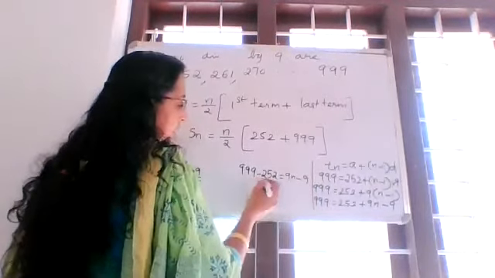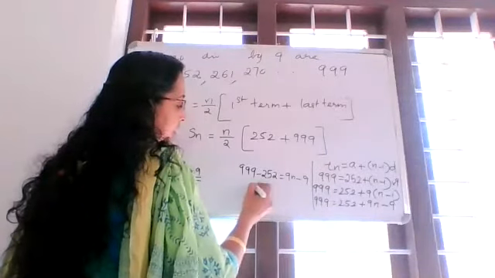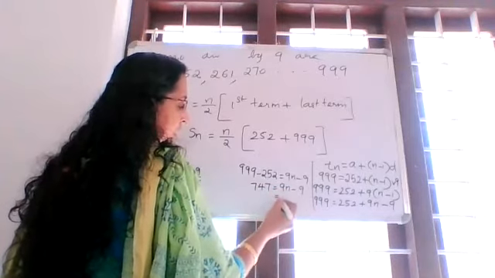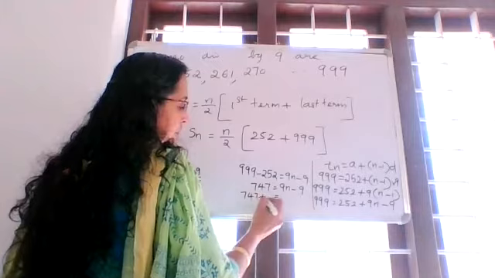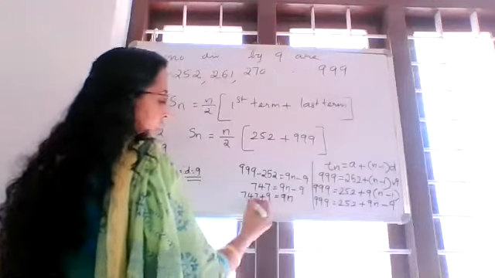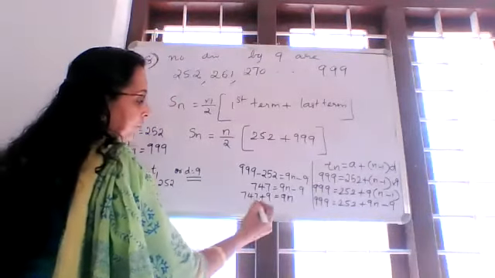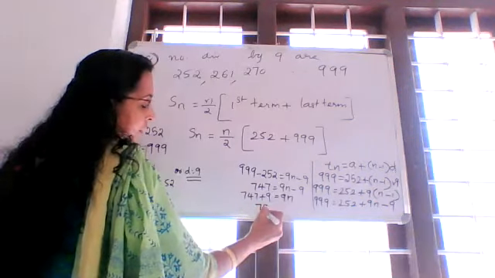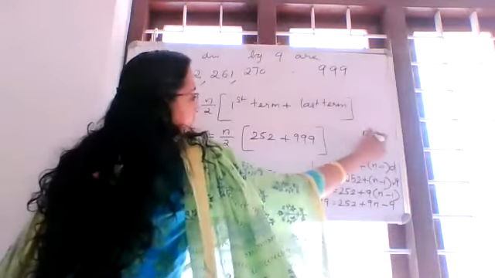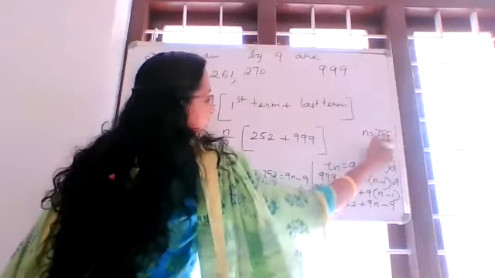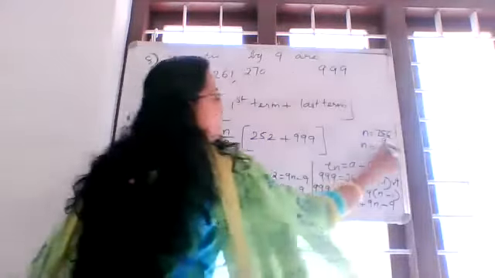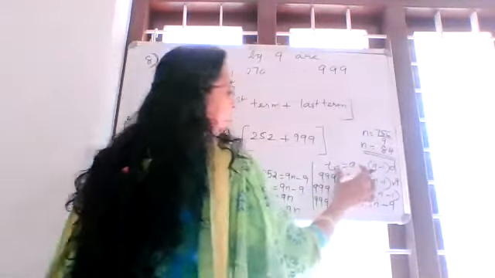On the right side, 9n minus 9. Then subtract: 747 is equal to 9n minus 9. Then 747 plus 9 is equal to 9n. So 747 plus 9 is what? 756. 756 is equal to 9n. So n is equal to 756 divided by 9. So n is equal to 84. So from the nth term we got n is equal to 84.